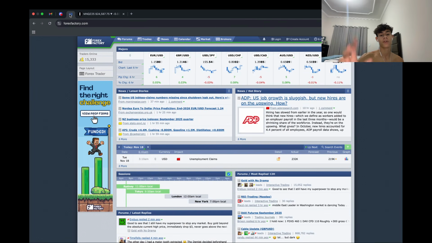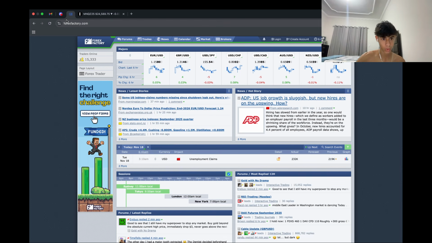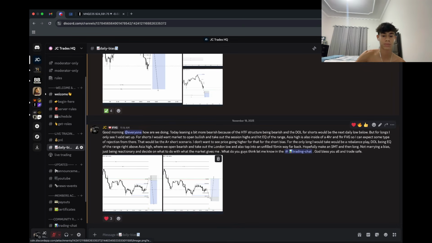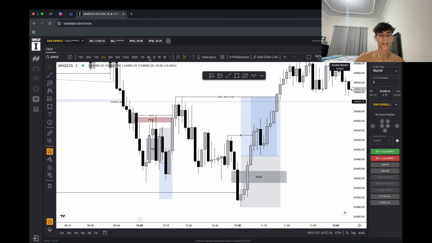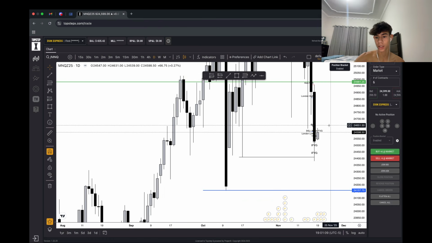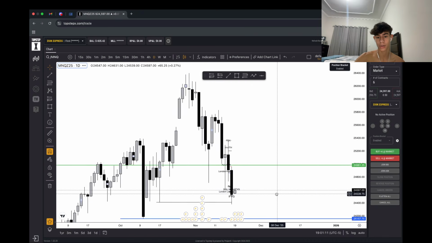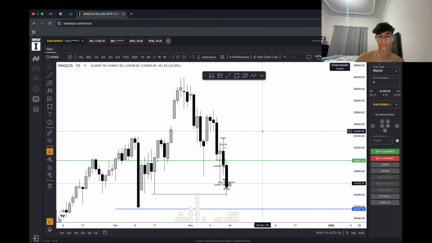So Forex Factory, starting off there with the news. No news Tuesday, all right? No news at all. Today we got pretty good price action. With my bias for today, I was pretty bearish. Why? I'm gonna read you guys a thing here. Turning bearish, higher time frame structure was bearish, and the draw on liquidity for shorts would be the next daily low below. So this daily low right here, because just looking at this daily, I can tell that we're pretty bearish. Like daily is bearish.